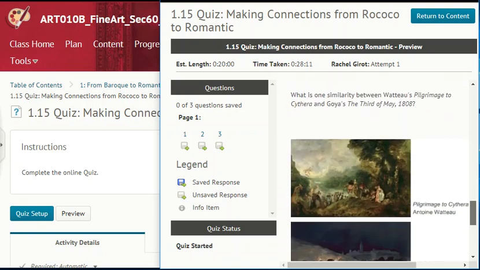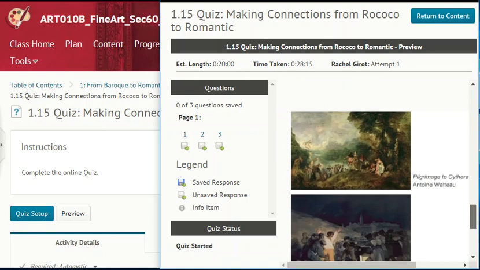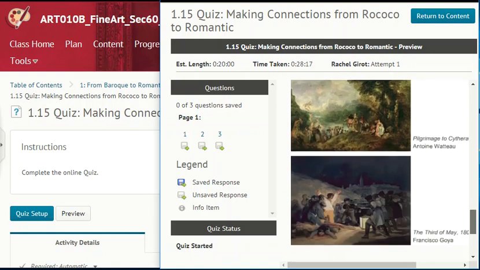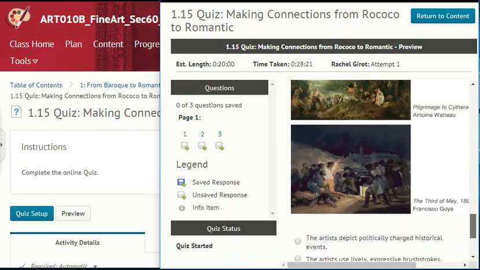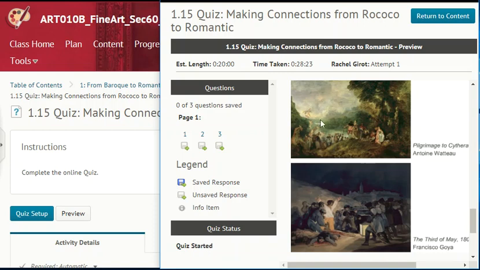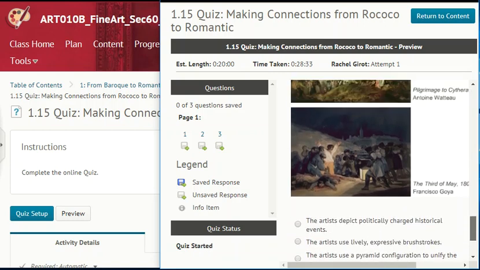Question 3. What is one similarity between Watteau's Pilgrimage to Cythera and Goya's The 3rd of May? A similarity: the artists depict politically charged historical events. No, this was Rococo. This was not politically charged. Remember, it's very frivolous activities of the aristocracy. The artists use lively, expressive brushstrokes.